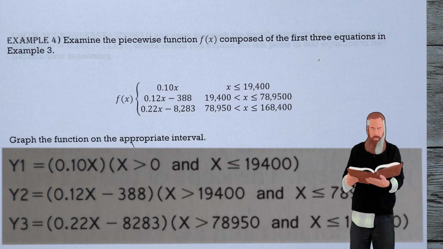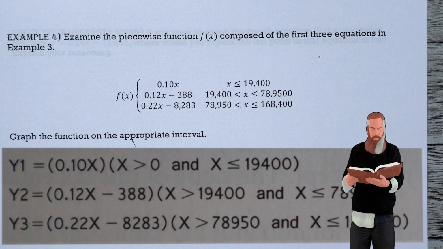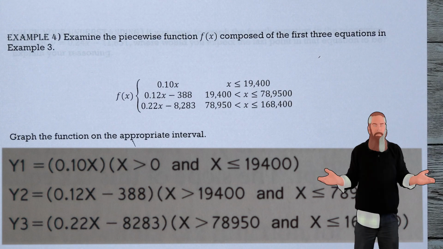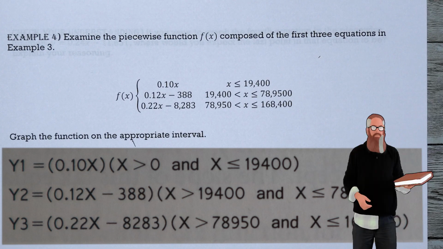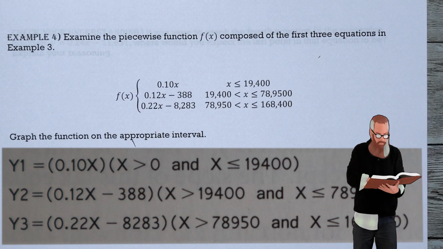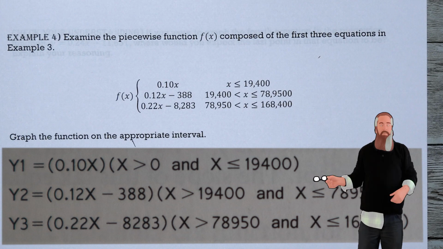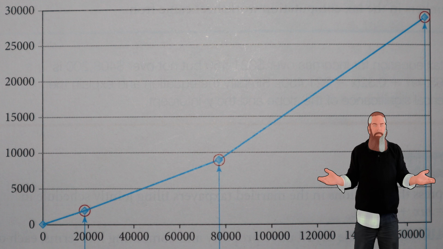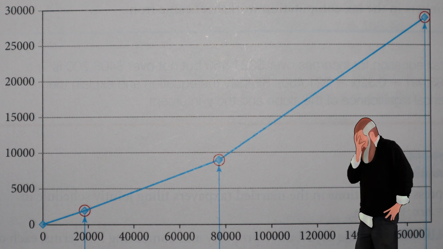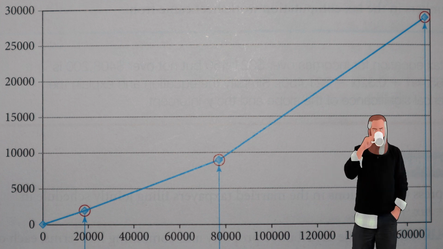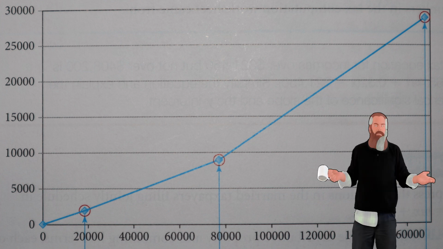168,400, close parenthesis. Using a window of x minimum equal to 0, x maximum equal to 170,000, y minimum equal to 0, y maximum equal to 30,000, and y scale equal to 5,000, the graph is shown. Notice that the 3 line segments do not have the same slope. The circled points on the graph are cusps. The graphs help you understand the progressive tax system.